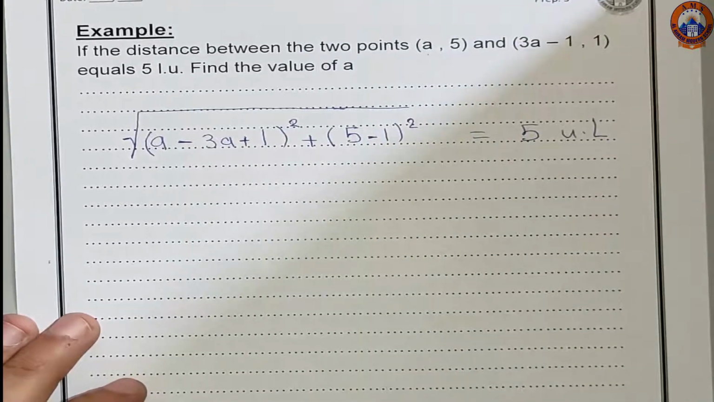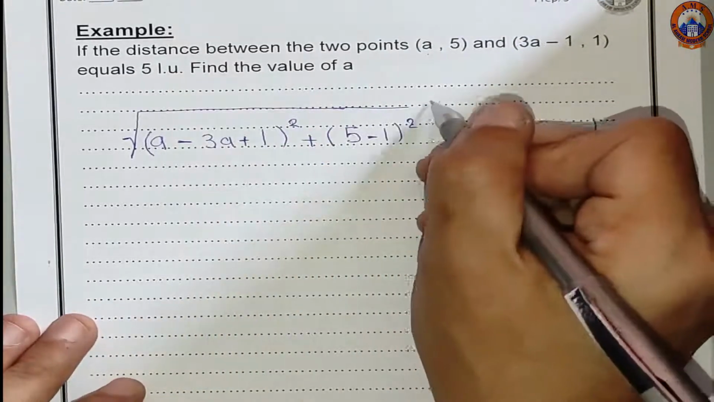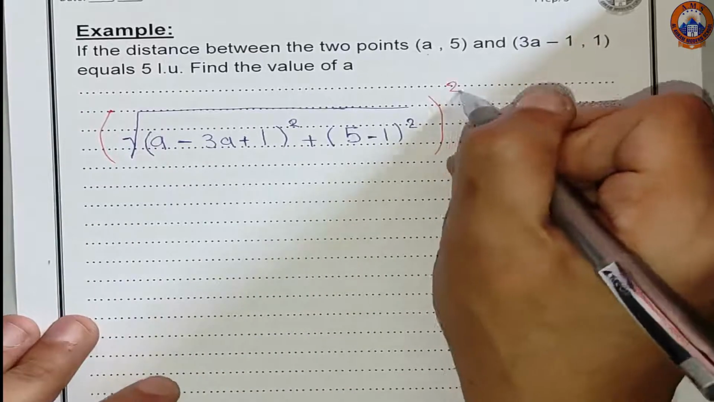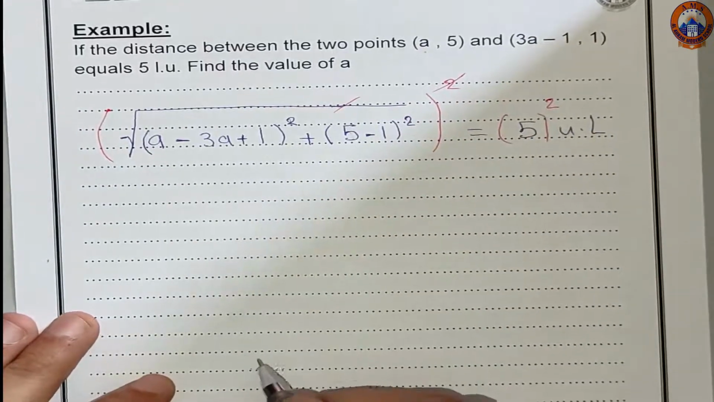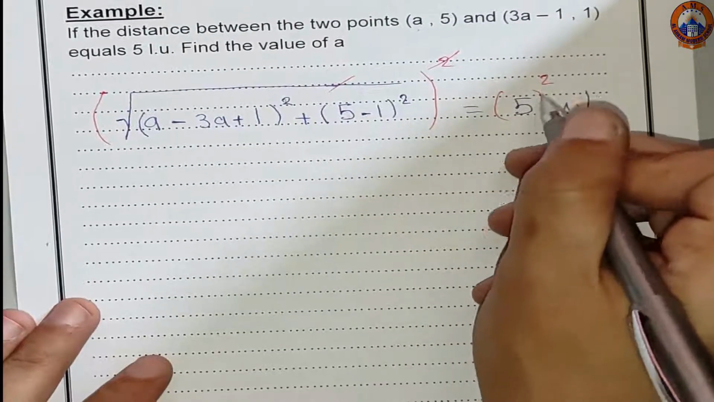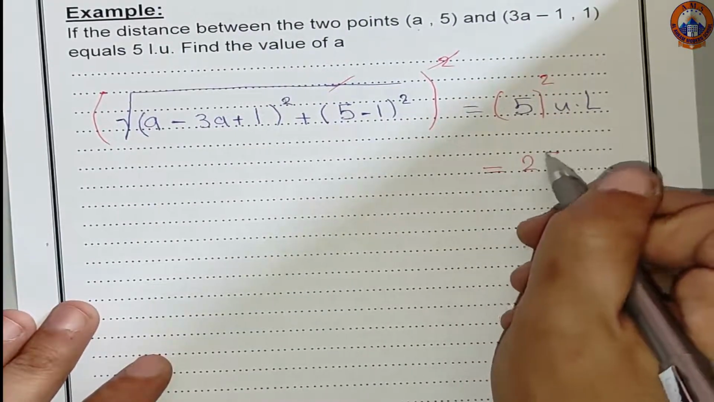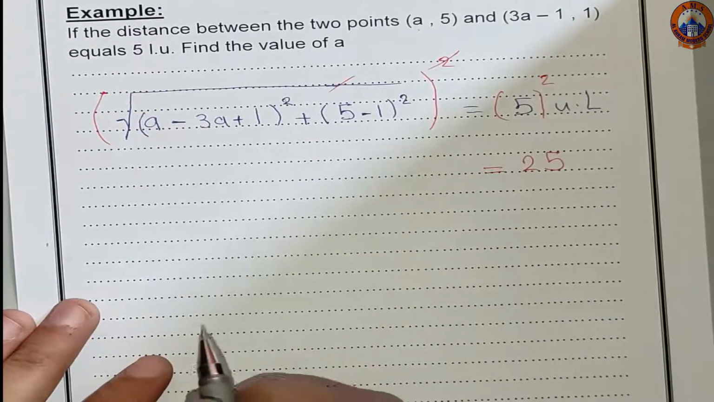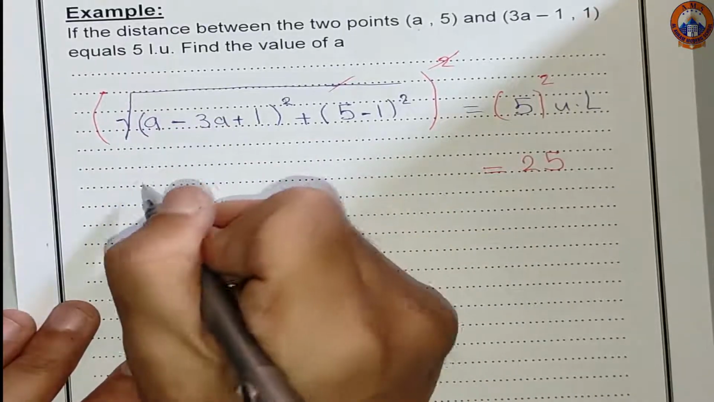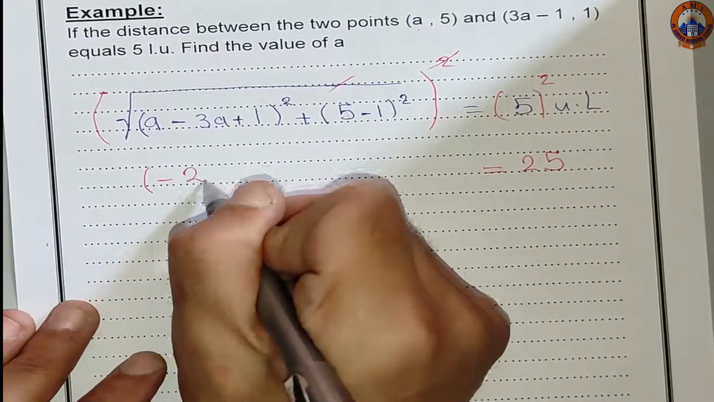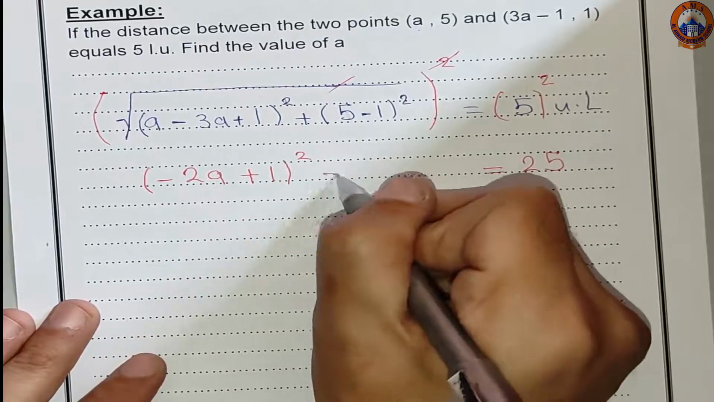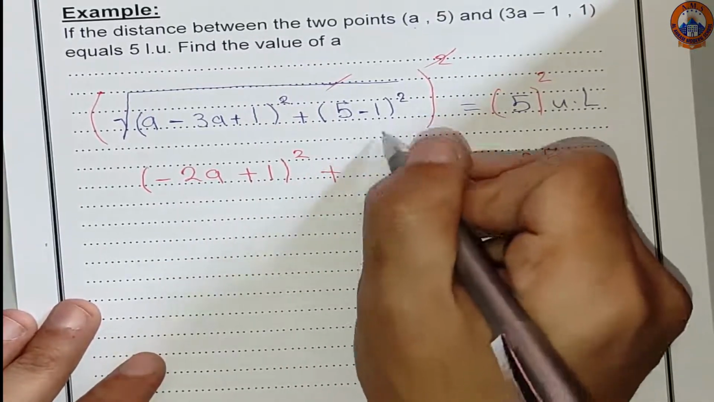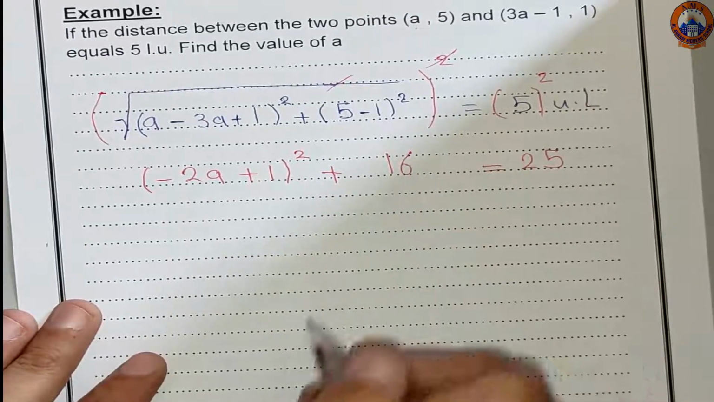If I want to remove the square root, I'm going to raise all of this to the power 2, and also the other side to the power 2. Power 2 cancels the square root, and 5 squared equals 25. Let's simplify the brackets. a minus 3a is negative 2a, and we have plus 1, all squared, plus 5 minus 1 is 4, and 4 squared is 16.